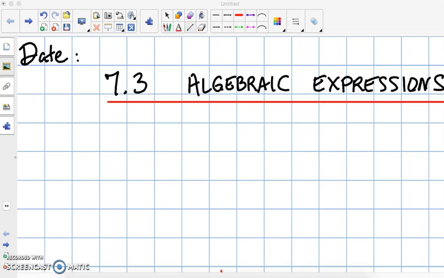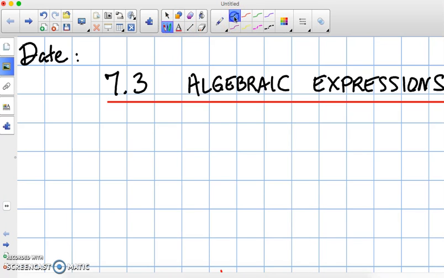Also, please allow yourself enough time to jot down today's date, as well as the lesson title, 7.3 Algebraic Expressions. Again, pause the recording if you need to do so right now, and I'm going to continue. Before we get into algebraic expressions, there are actually two vocabulary terms you need to be familiar with. So I'll jot these down and you can jot down the definitions with me. So the first definition we'll deal with is algebraic expression.